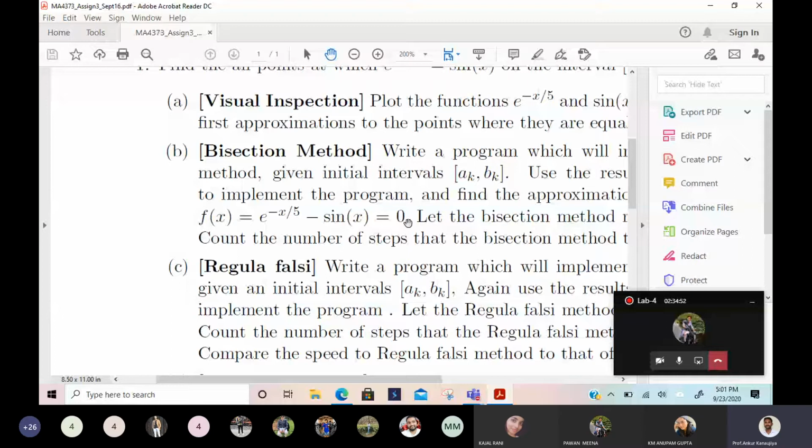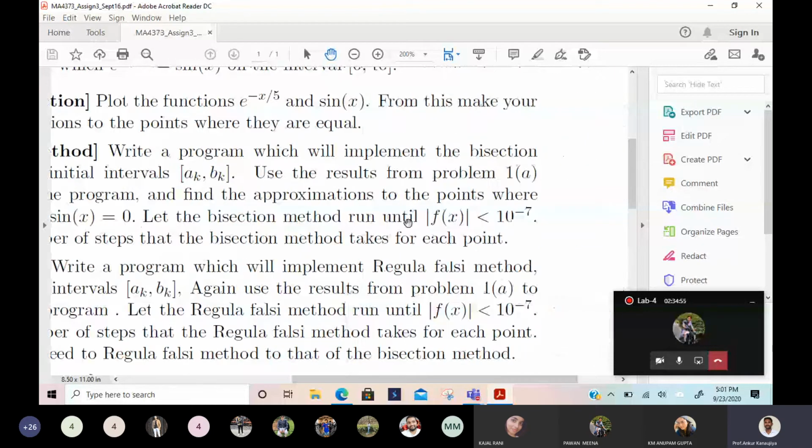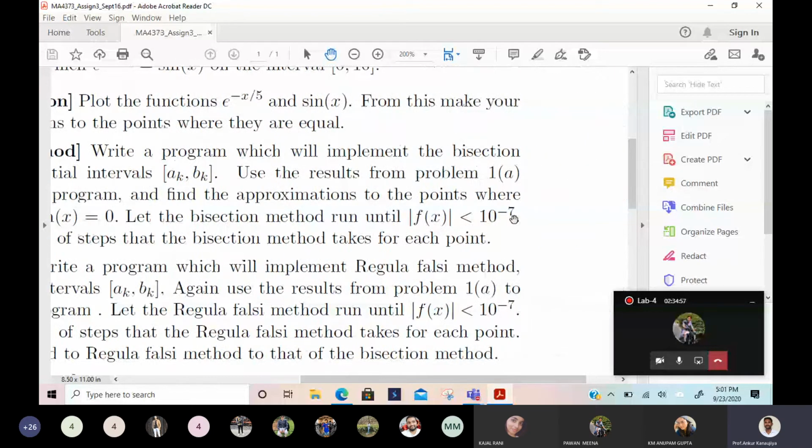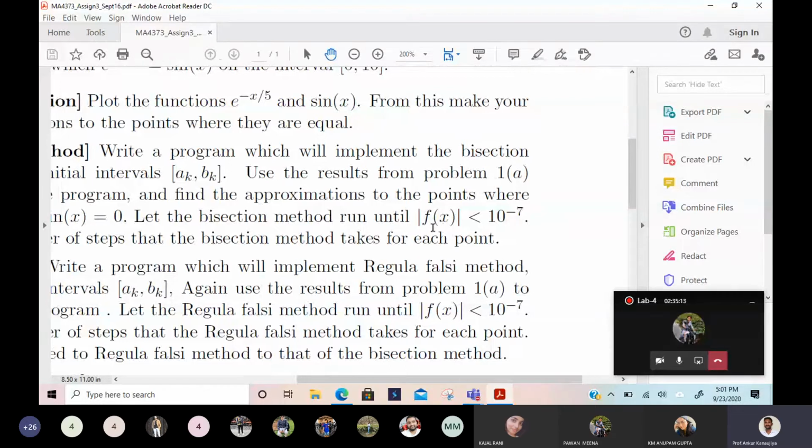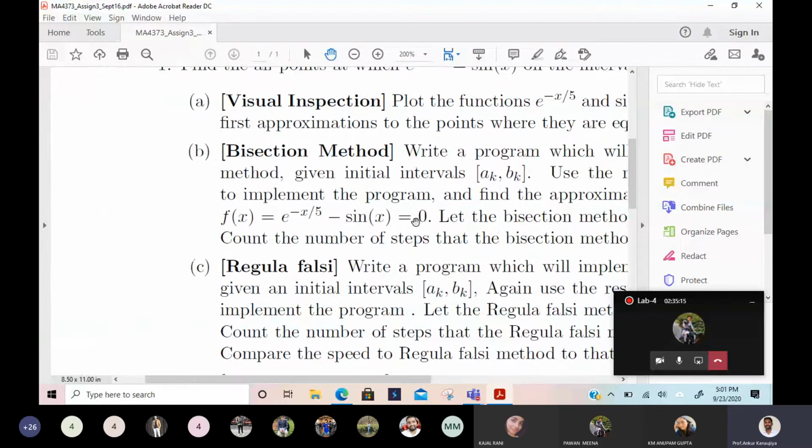But even if we do not get x equal to 0, even if we get 10 to the power minus 7, this means the mod of f(x) lies between minus 10 to the power minus 7 and plus 10 to the power minus 7. That means very close to 0. Then only we will stop. Even if you do not get exact 0, if the function is very close to 0, then we will stop.